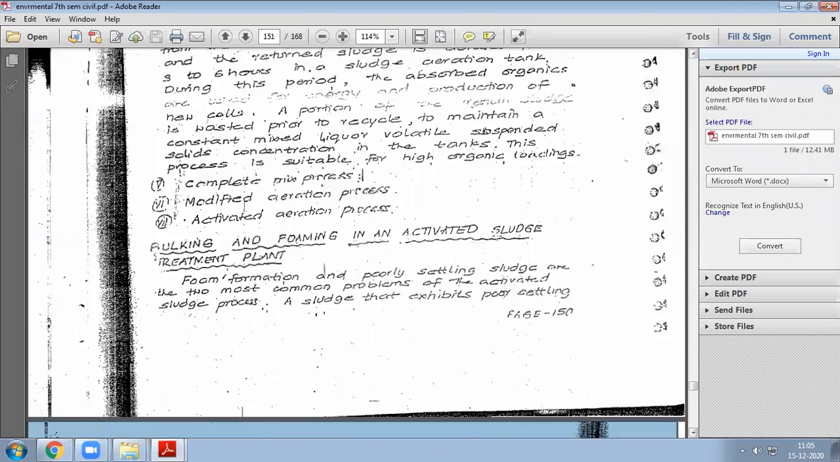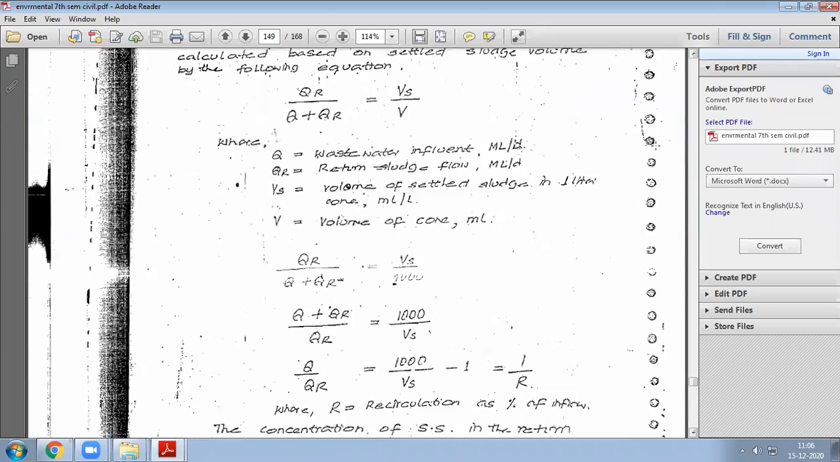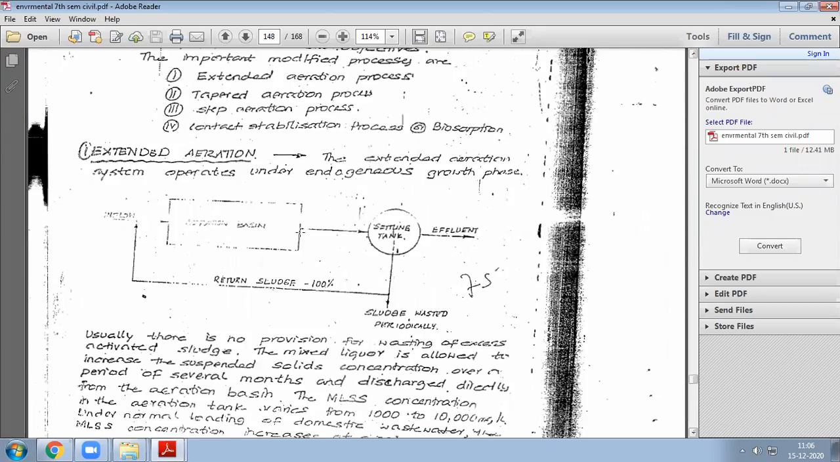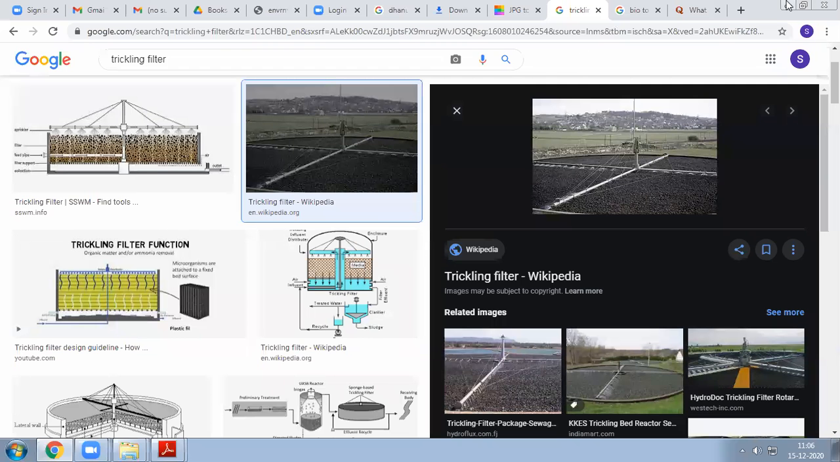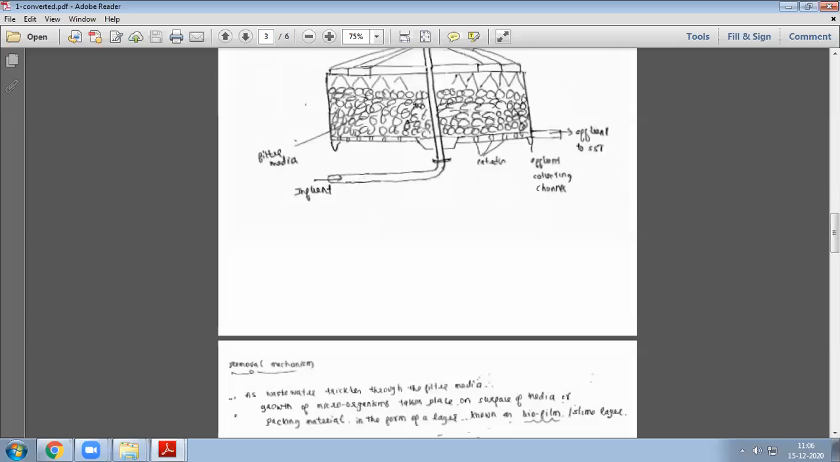So what is sludge digestion bed? You know the sludge is collected, right? The sludge is collected in the clarifier. Then how will you treat that? That concept you will learn in the sludge digestion bed.